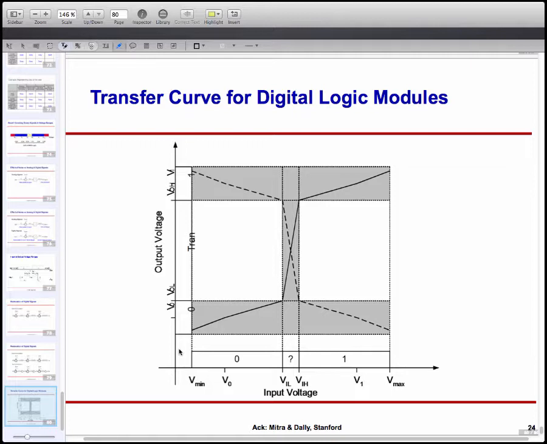Now a question which should come to your mind is, why am I not outputting just a single value for the output voltage? Why am I not outputting a single value for 0 and a single value for 1? Any thoughts? Why am I still showing a little band of values for 1 and a little band of values for 0 on the output side? Why not a single voltage, 4.0 volts for output 1 and let's say 1.0 volt for output logic 0? Why do I have a band there? Any speculation?